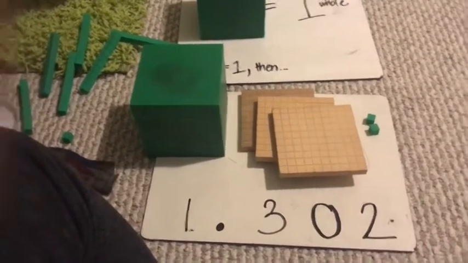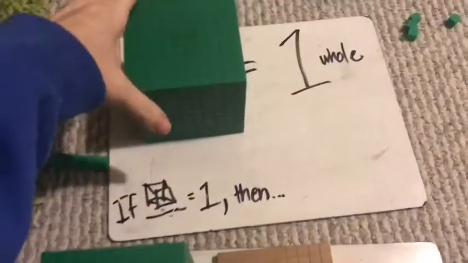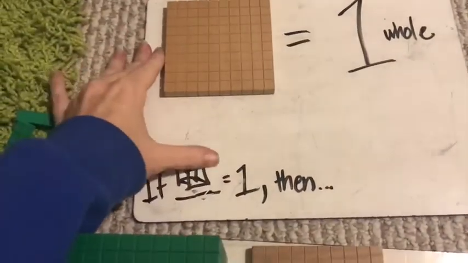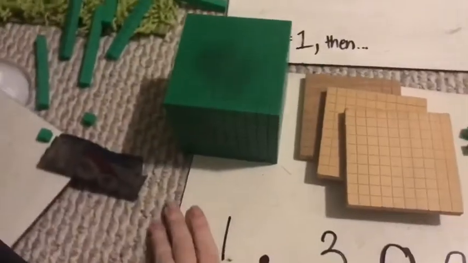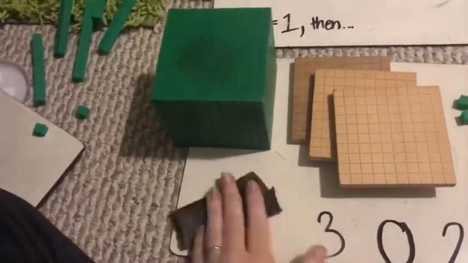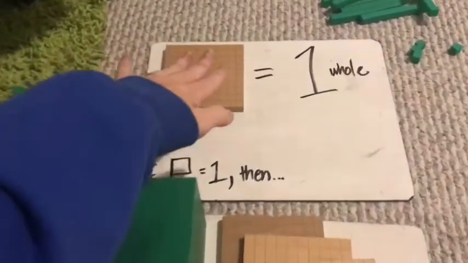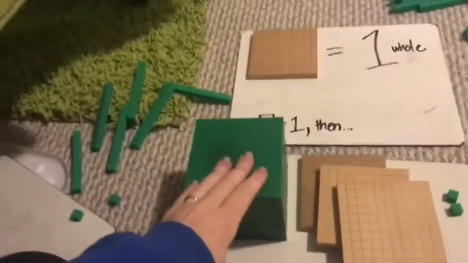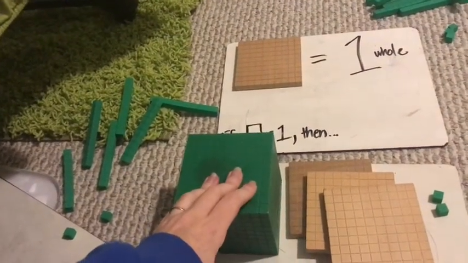I'm going to keep that same model, but I'm going to change the whole, okay? So instead of this cube being the whole, I'm going to make the flat a whole. Now I got to change my thinking because I changed my whole, right? This one's tricky. But you know what? The tricky stuff grows your brain. All right, let's think about this. If this is one whole, does this piece represent more or less than one whole? It's going to be more because it's bigger, right?